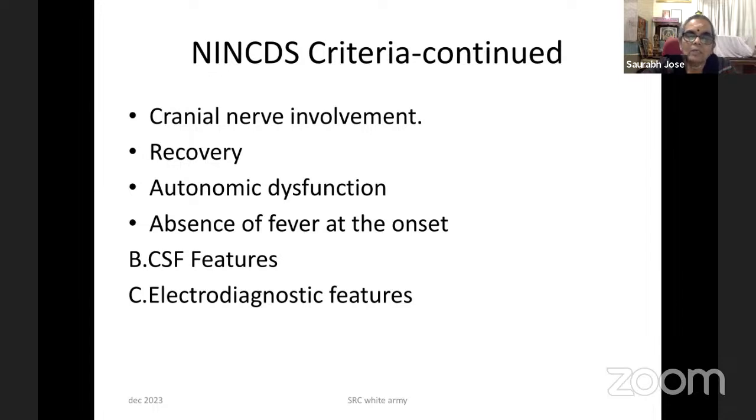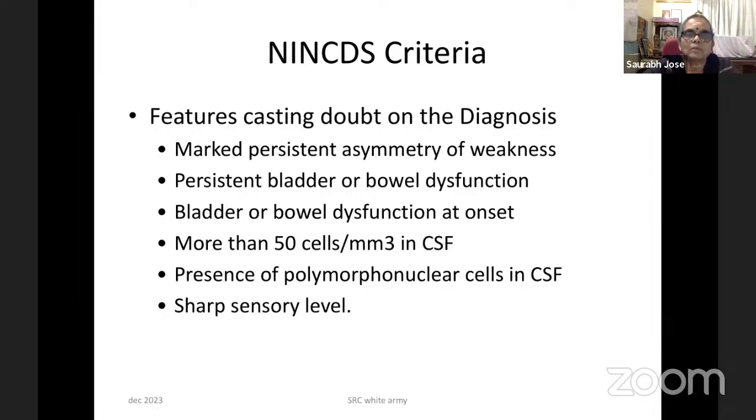Fever may have been there 1 or 2 weeks earlier. It is less common to see it along with the weakness. And the CSF, cerebrospinal fluid, will have albuminocytologic dissociation, and electrodiagnostic criteria are there. So we also have features which, when present, make you doubt the diagnosis.